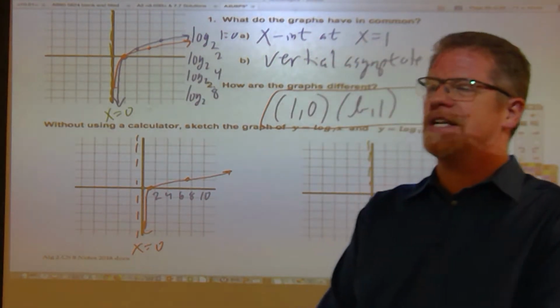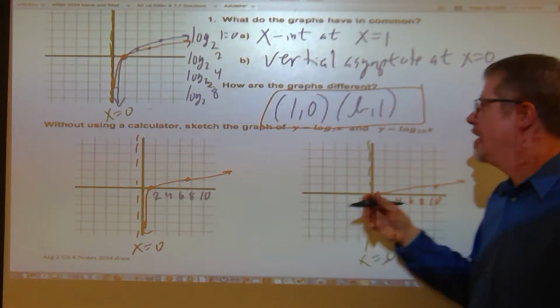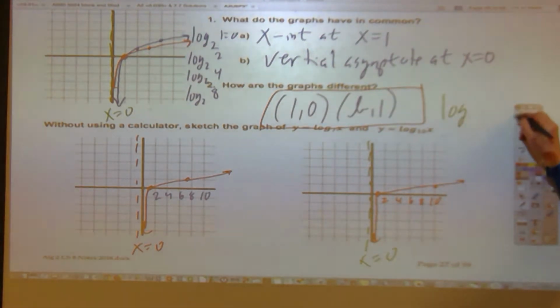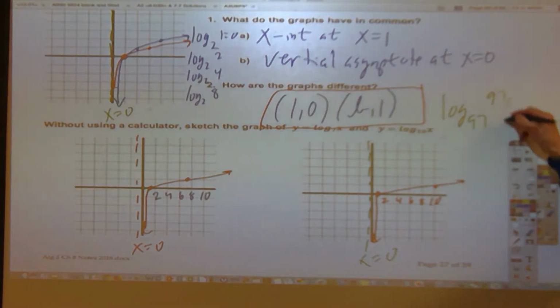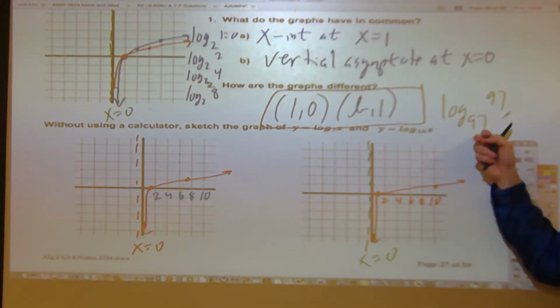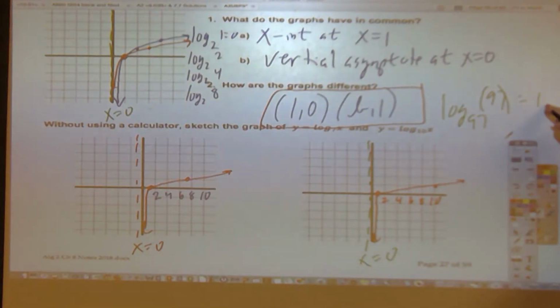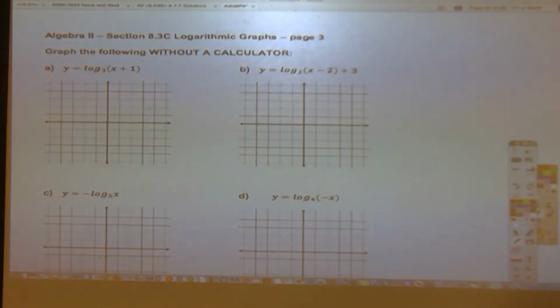All log graphs contain the points (1, 0) and then (whatever the base is, 1). I mean, think about it. Suppose the base was 97. What's the log base 97 of 97? Well, what exponent would you have to put on 97 to get 97? It'd be 1. So that's why log base 97 would go up to 1. (97, 1) would be the point. Let's go to the next page.